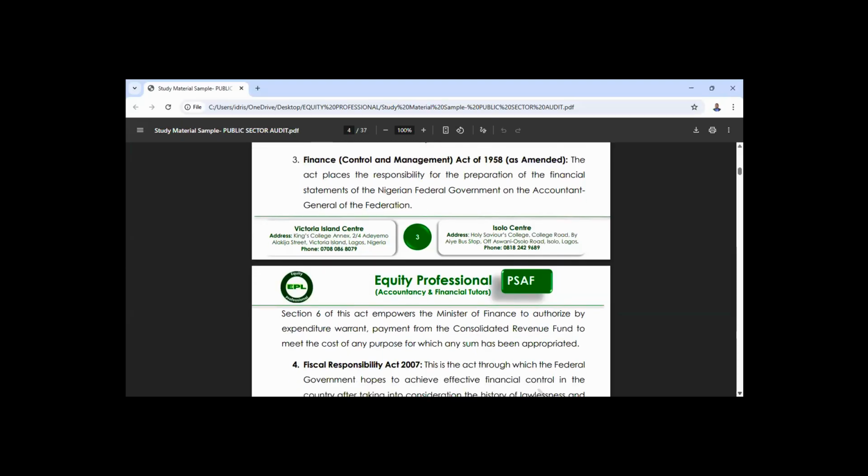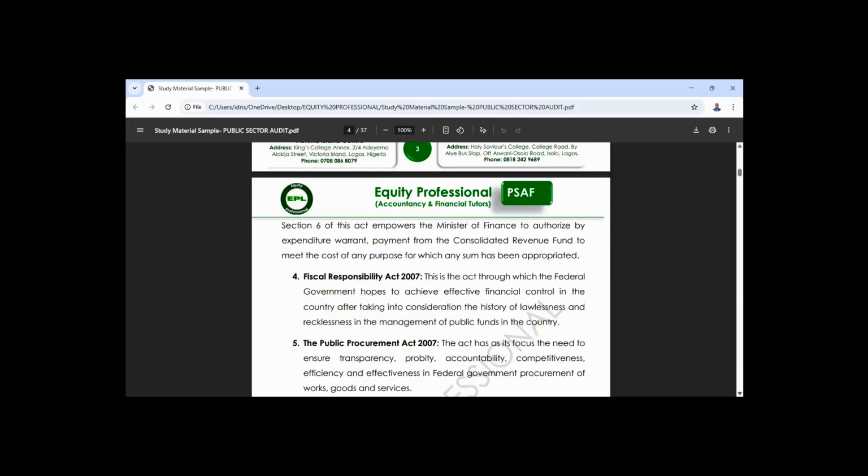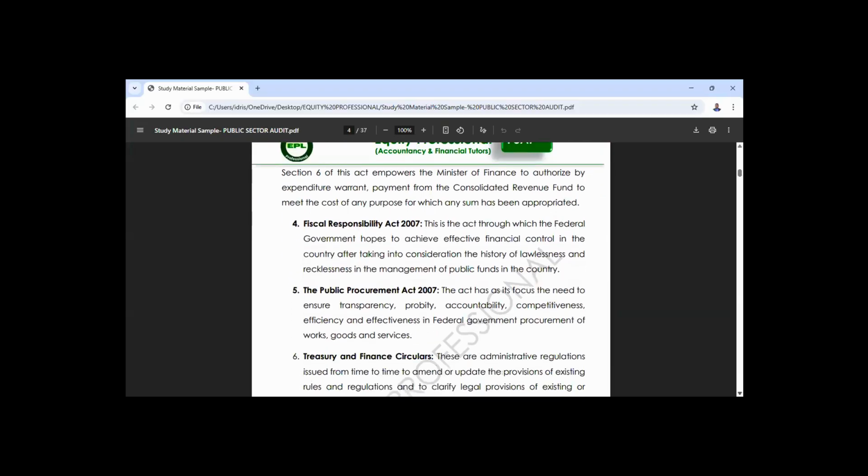Another one is the Fiscal Responsibility Act 2007. The Fiscal Responsibility Act 2007 is also one of the statutory frameworks of public sector audit. In this Act, we look at how we prepare government budgets. All government expenditure, all government spending must be in line with the budget.